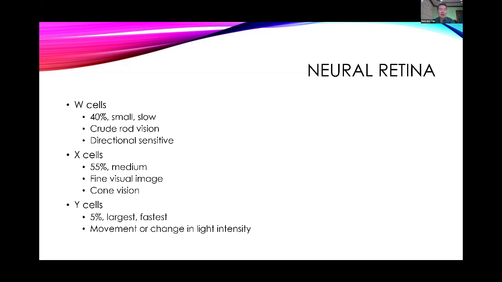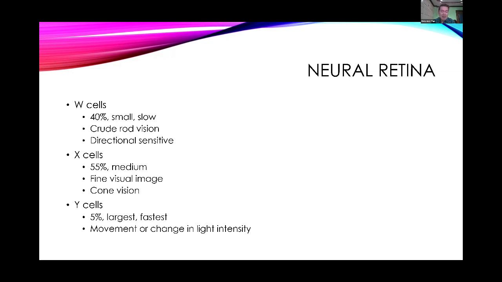So when this is a cone vision, this is color perception. So X cells, sabi nga natin pag medyo bastos yung mnemonics, mas natatandaan mo. If you watch X-rated films, X-rated pictures, X-rated movies, color. So X-rated, X ganglion cell, color, mas malinaw, mas maganda. Okay? W, from the word white, black and white. White, crude rod vision. X cells, fine color vision.